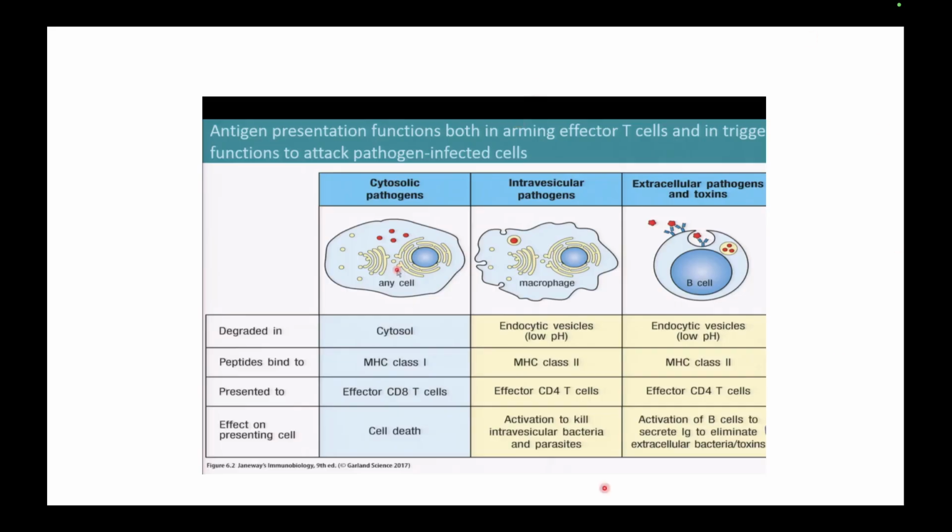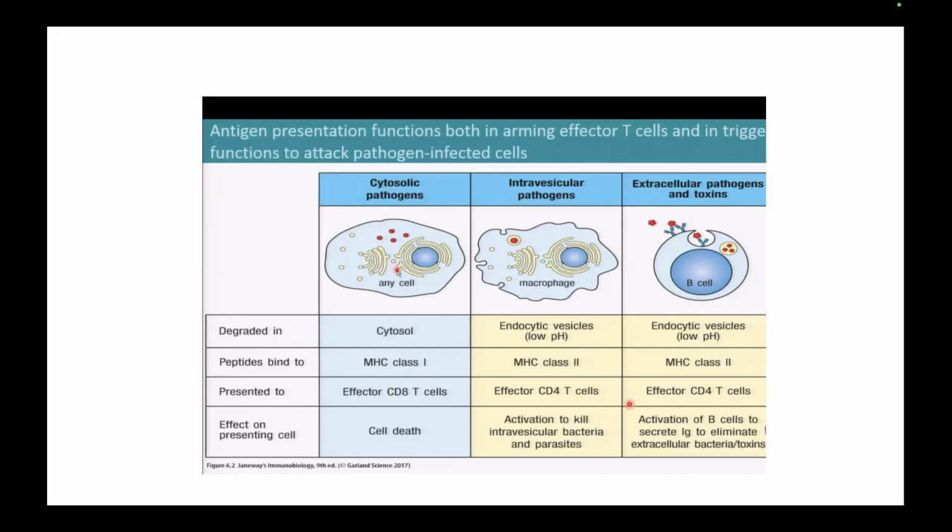This is how the antigens are prepared for MHC presentation. Cytosolic pathogens are degraded in the cytosol. The peptides bind to MHC class 1 and are presented to the CD8 positive T cell, and the effect will be cell death. If there are intravesicular pathogens, they are in endocytic vesicles, presented by MHC class 2 to CD4 positive T cells, and the effect will be activation to kill intracellular bacteria and parasites.